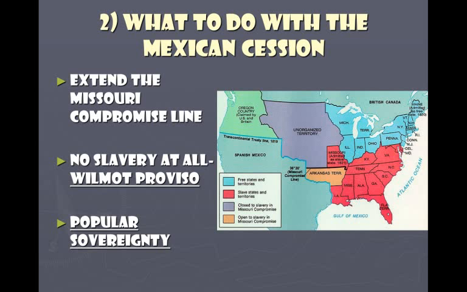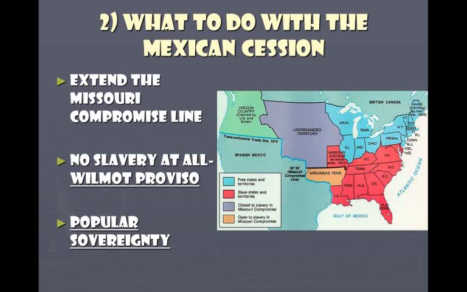Some people, like a politician named Wilmot from Pennsylvania, wanted to get a proviso put into the law that said there would be no slavery in any of the territory that we got from Mexico at all. This wasn't acceptable to the southern states. There were some people in favor of popular sovereignty. Popular sovereignty is a complicated word for letting the people vote. So some people said, look, why don't we just let the people in each new state vote? And if they want slavery, they can have it. And if they don't, they won't.